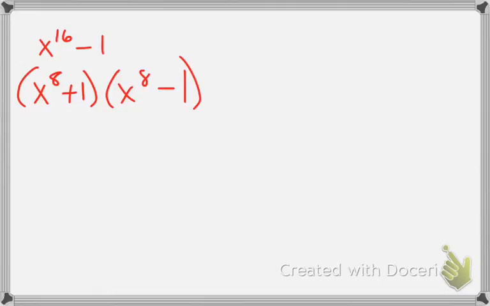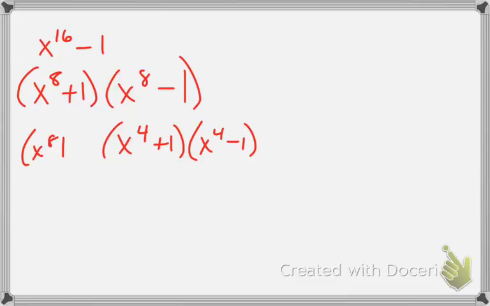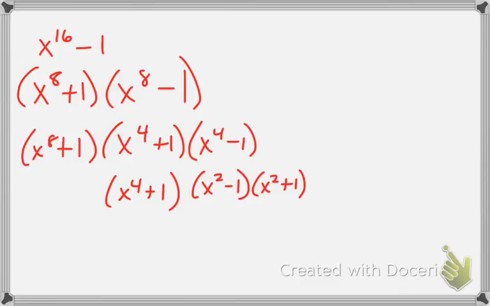This one isn't difficult, it's just tedious. Can that go any further? Is this a difference of squares? So what's that going to go to? X to the 4th plus 1, x to the 4th minus 1. Ooh, I am salivating up here. What else can we do? X to the 4th minus 1 again. Goes to what? X squared plus 1 and x squared minus 1. Oh boy.